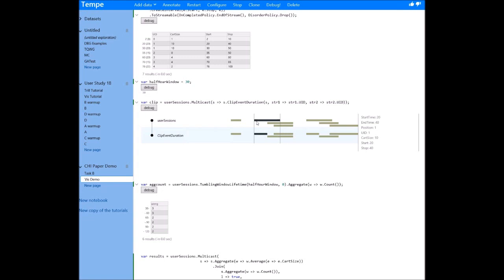Here, we see that this first event was clipped to the second, but the second wasn't clipped to the third. Inspecting the metadata, it turns out that this third clip has ID equals 2, while the first and second have ID equals 1.